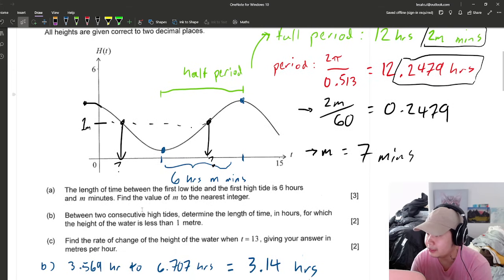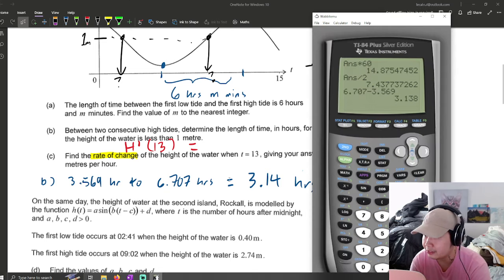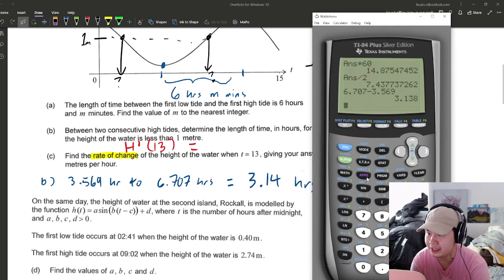Then we need to find the rate of change of the height of water when t equals 13. So that's really easy. The rate of change, you should recognize that this is just the derivative. So we're going to take the derivative when time is 13. And you can just do this in your graphing calculator. Every graphing calculator should have a derivative button somewhere. Like right here is nderiv.